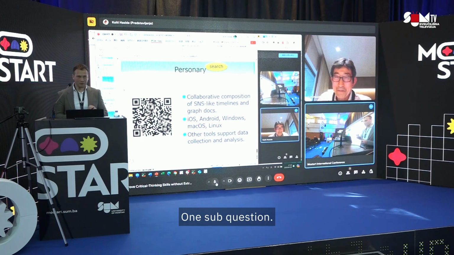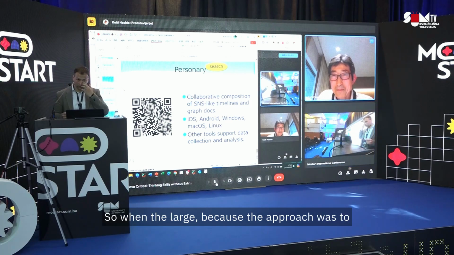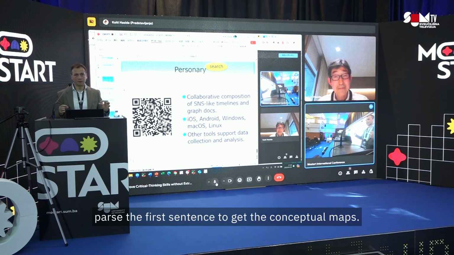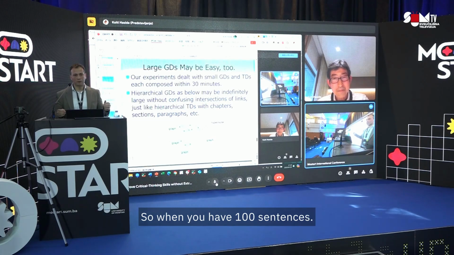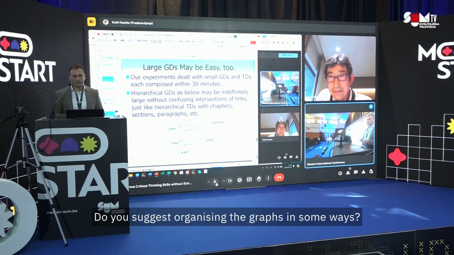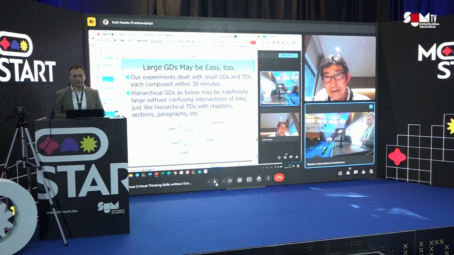One sub question. We also have a problem with large conceptual maps. The approach was to parse per sentence to get the conceptual map. So when you have 100 sentences, the graphs tend to be quite large. Do you suggest organizing the graphs in some ways, so maybe hierarchical?